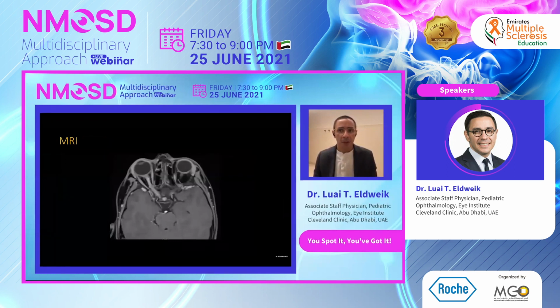This is the MRI of the orbit with fat saturation. And as you can see here, the long enhancement of the optic nerve. It's almost taking the whole optic nerve from the eye all the way to the chiasm. This is, again, the longitudinal enhancement of the optic nerve, which is atypical for MS-related or idiopathic optic neuritis. If you see these, these patients require aggressive treatment.